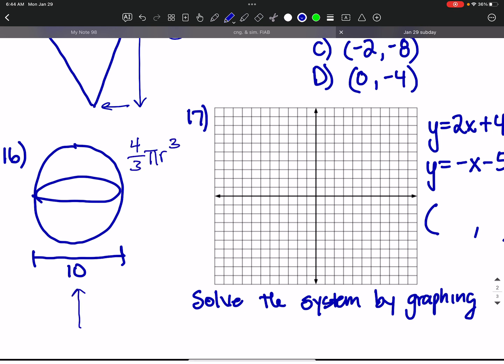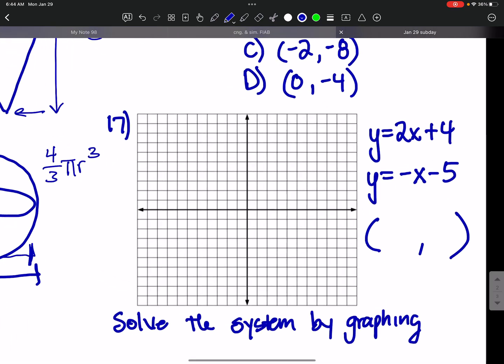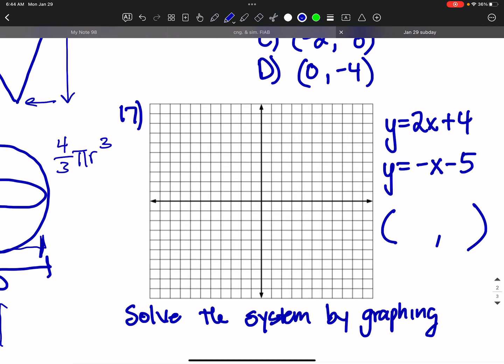But this is not the radius. The radius is half of that. Remember, we only need from there to there. We don't need 10. Don't use 10. And then for 17, solve this equation.